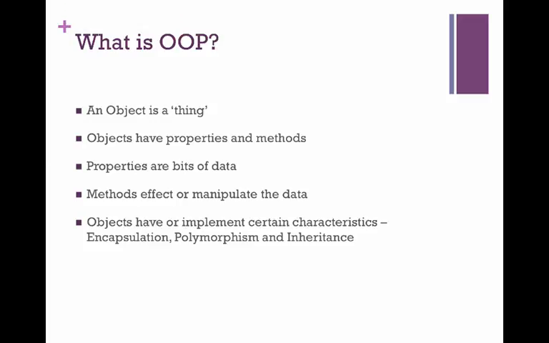A property of an object is usually a bit of data, for example, a person's name or a product sale amount. Methods are actions that may affect the data of that object in some way. For example, an account object might have a payment method that decreases the balance property.